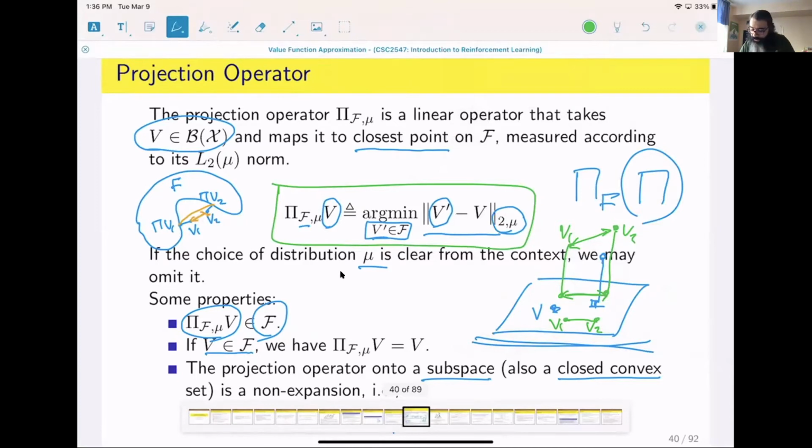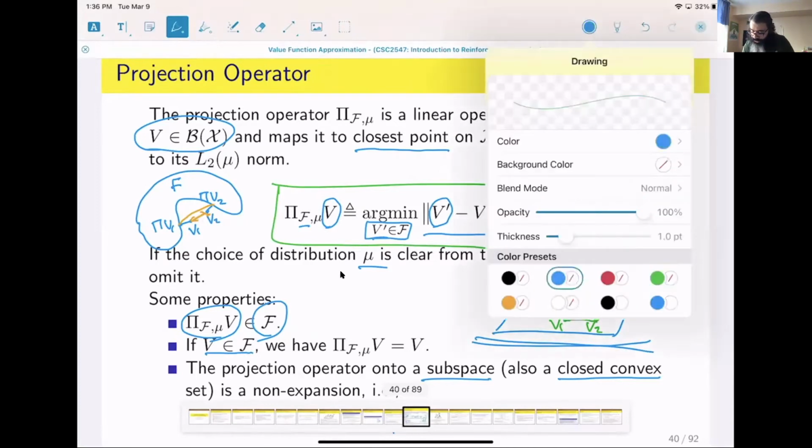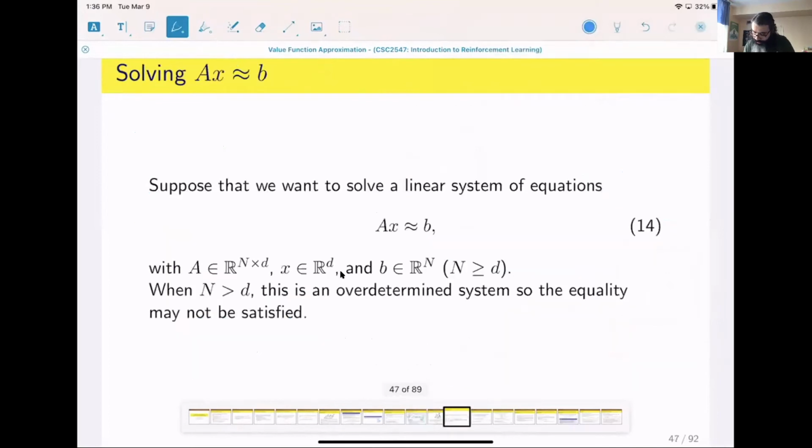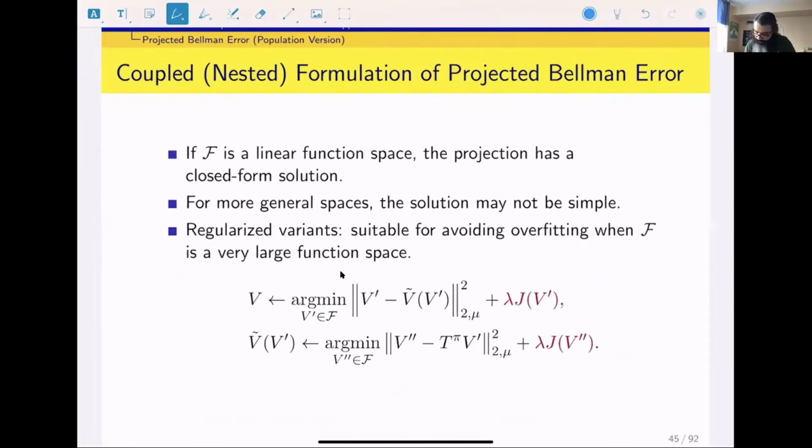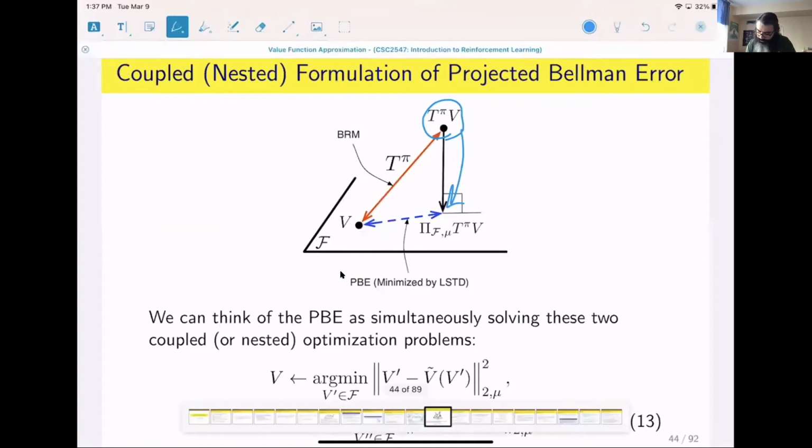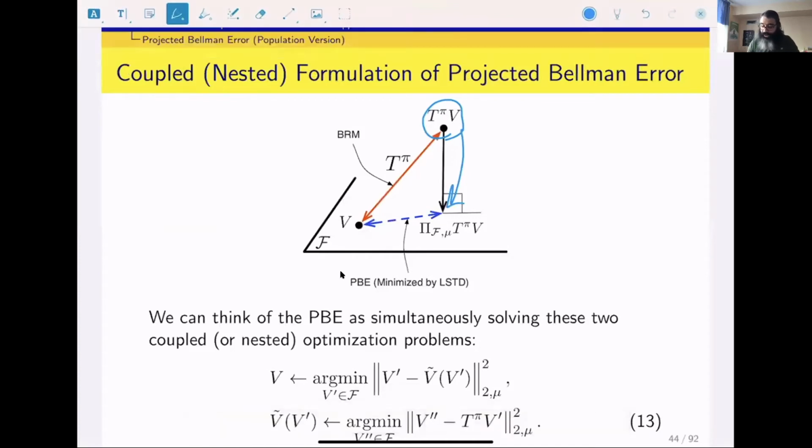So one of the optimization problems that we are trying to solve is finding a point here that has the minimum distance to some T pi v. The other one is finding a v that is closest to the projection of this other point. So let me go through these optimizations. Okay, so maybe I start from the second one.